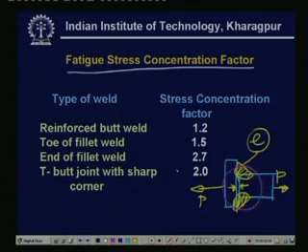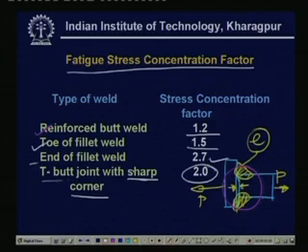So, there are various other possibilities of stress concentrations. Now, what you see here are typical figures showing the fatigue stress concentration factor. Stress concentration is not that important for static loading, but for fatigue load, for dynamic loading, it is quite important. For the reinforced butt weld, it is 1.2. For the toe of fillet weld, this is 1.5. End of fillet weld, 2.7, and T bar joint with sharp corners, definitely we want to avoid the sharp corners, has a stress concentration factor of 2.